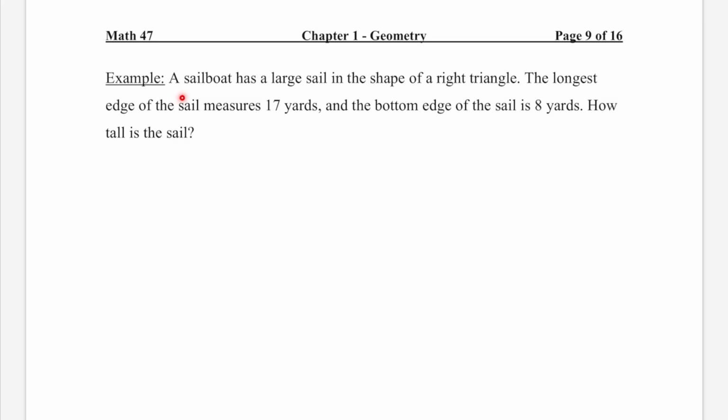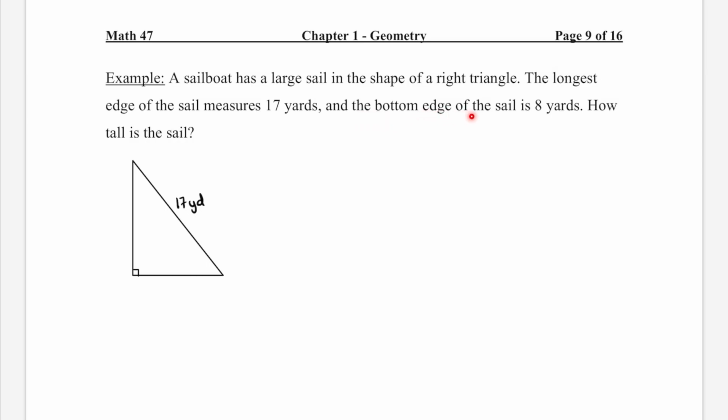Example. A sailboat has a large sail in the shape of a right triangle. The longest edge of the sail measures 17 yards, and the bottom edge of the sail is 8 yards. How tall is the sail? So I have a right triangle. So this is the shape of my sail here. The longest edge is 17 yards. In a right triangle, the longest side is the hypotenuse. So this side is 17 yards.